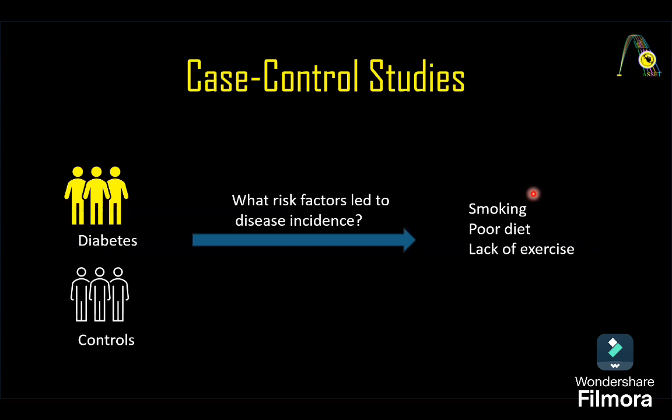The basic flow you can think of is that you have people with diabetes, taking the example of diabetes, versus controls, people that don't have diabetes, and you look at what risk factors led to the disease incidence. You might determine that participants that smoked, had a poor diet, and lacked exercise were the ones that became cases, essentially. So that's the take-home message you can take from it.